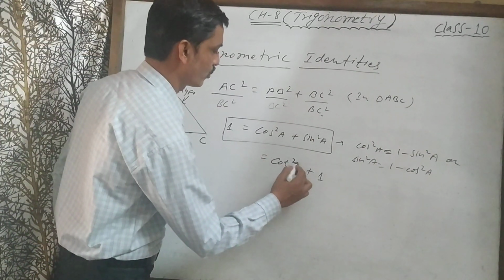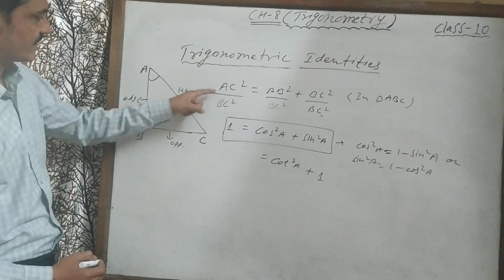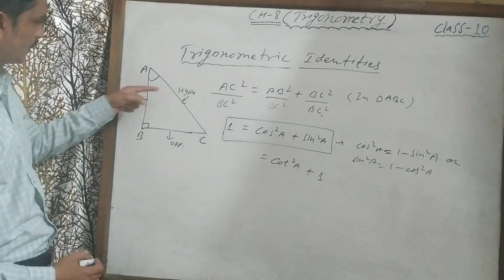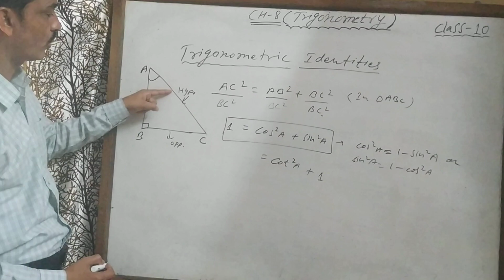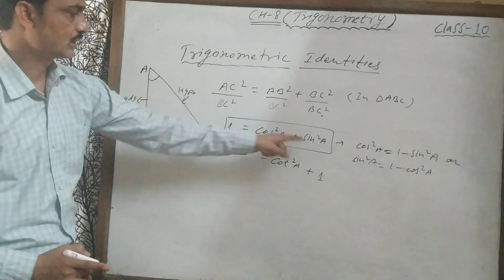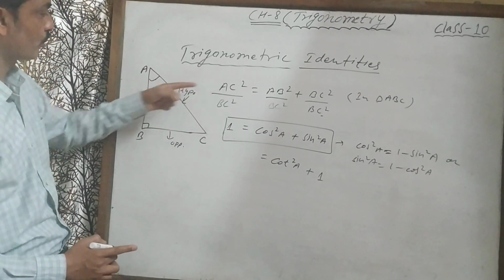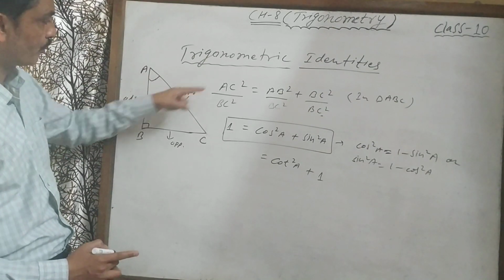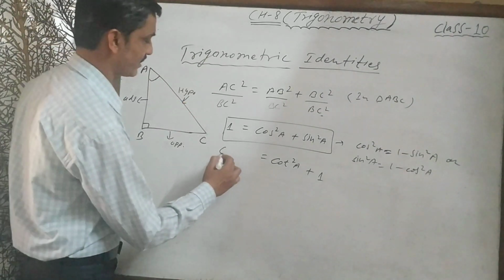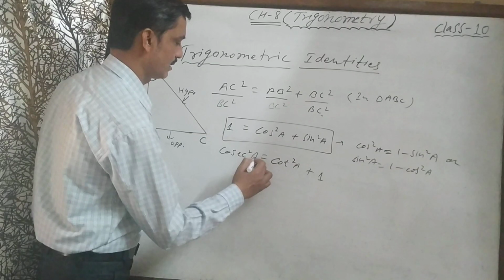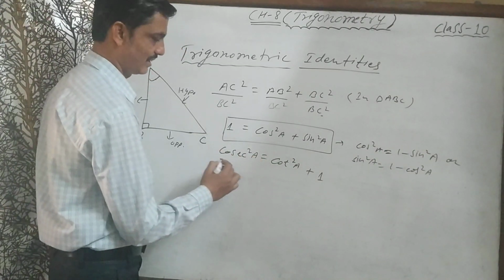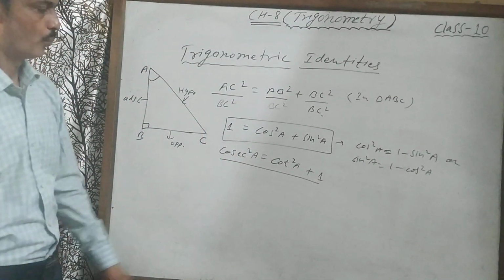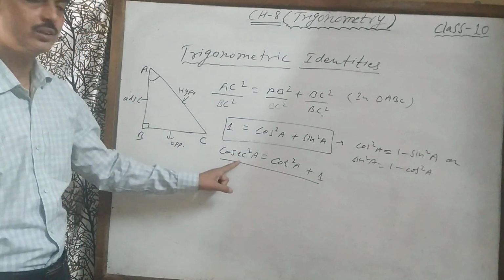So cot square A. What is AC upon BC? BC upon AC, opposite upon hypotenuse, is sin theta. Here it is hypotenuse upon opposite, which means cosec square. That is our second identity: 1 plus cot square theta is equal to cosec square theta.